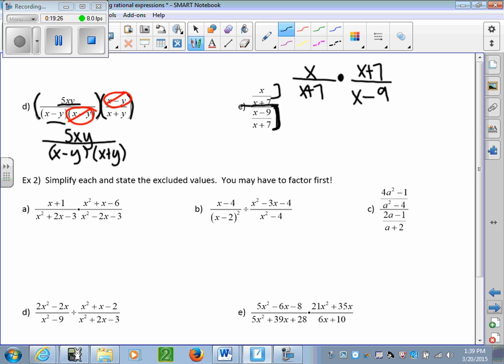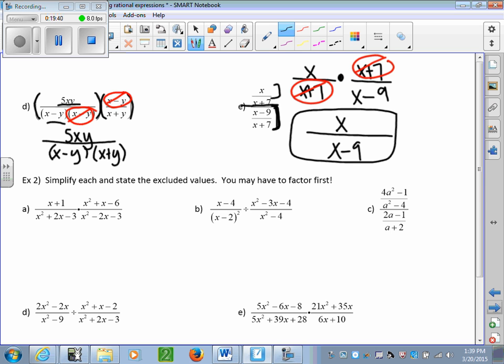Okay, so I'm going to look for things that I can cancel out because I'm multiplying. So I have an x plus 7 and an x plus 7, so those cancel to 1 and go away. So that's it. So now I'm just writing down what's left over. In the numerator, I have an x over an x minus 9 in the denominator. That's it for that one.